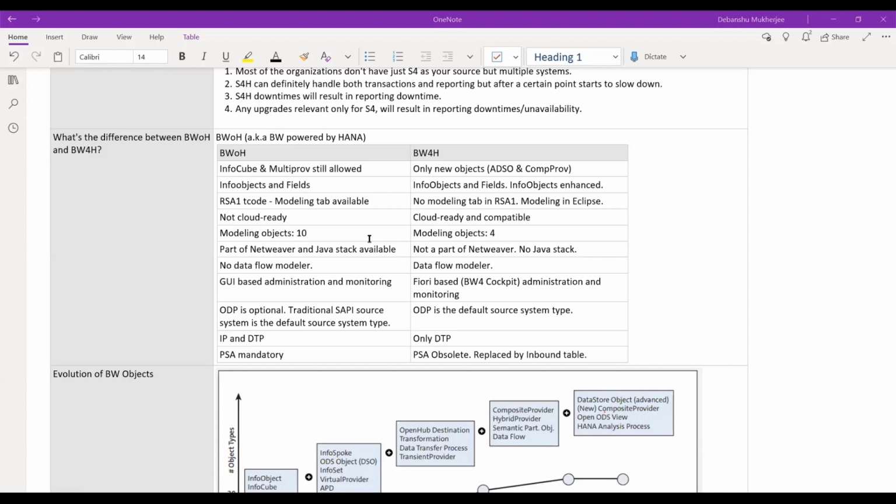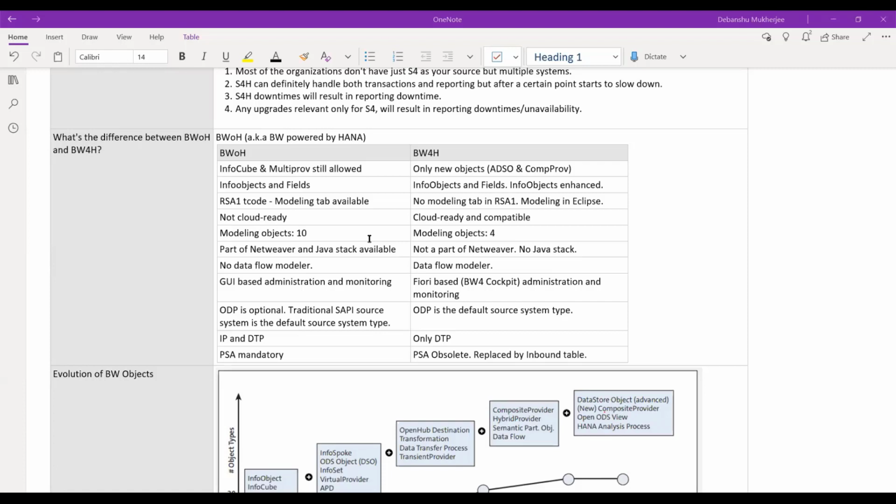So there is no virtual provider separately. We have OpenODS view, which has replaced the virtual providers. There is no info set anymore. Composite providers have replaced both multi-providers and info sets. So modeling objects are consolidated.